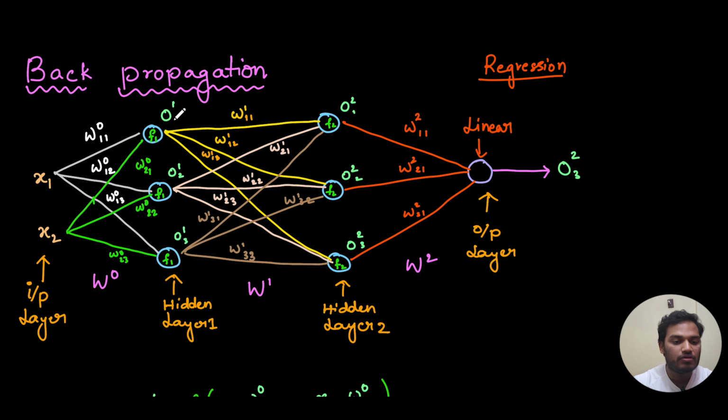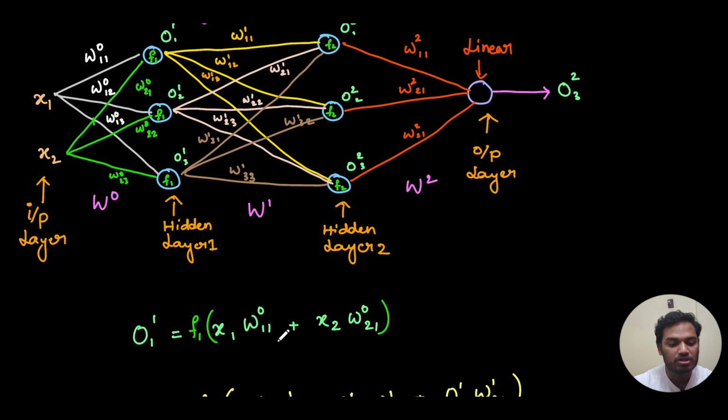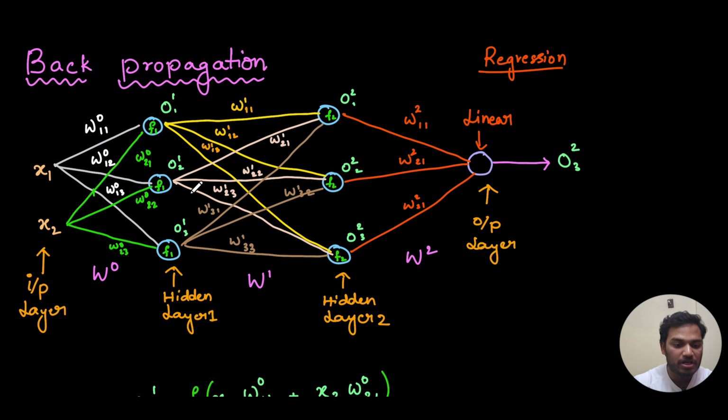And let's see what equation we get for this particular O1. If we write down the equation, it is F1. What is F1? F1 is the activation function that we are using on this particular neuron, and F1 of what we'll be getting: x1 and x2. Those get multiplied with the weights, W011 and W021. So x1 is multiplied with W011 and x2 is multiplied with W021. Like that we get the equation of O11, and O12 and O13 will be almost similar, just these weights will change.